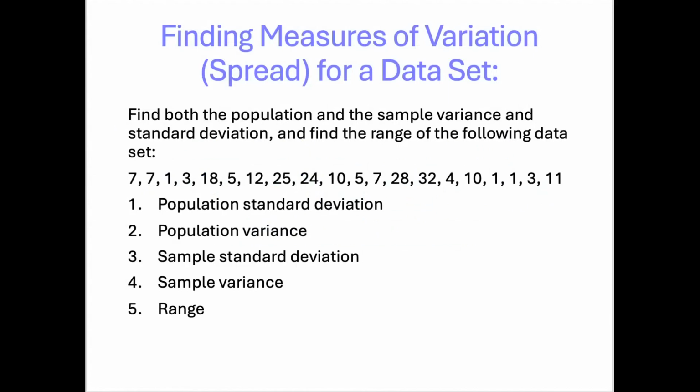So for our first example here, it says to find both the population and the sample variance and standard deviation and find the range of the following data set. If you watched the previous video that we did over central tendency, this is the same data set. A lot of this I already have in the calculator in the table, which is nice. We'll just see there's just a couple of extra keys that we need to hit to get the standard deviation and the variance and range. Also, we're just going to review how to do it by hand before we look at the calculator.